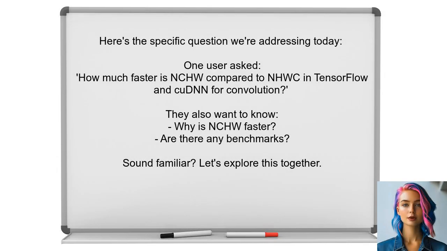Here's the specific question we're addressing today. One user asked, how much faster is NCHW compared to NHWC in TensorFlow and cuDNN for convolution? They also want to know why NCHW is faster and if there are any benchmarks to back this up. Sound familiar? Let's explore this together.